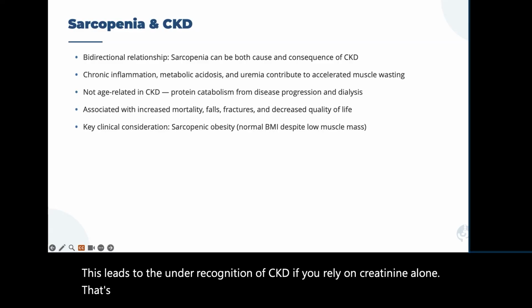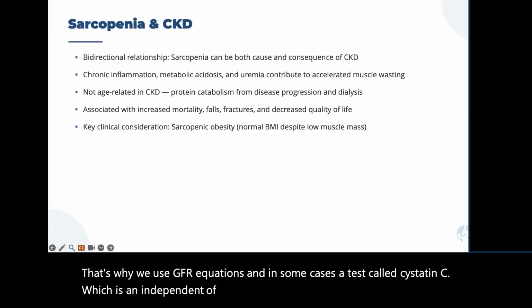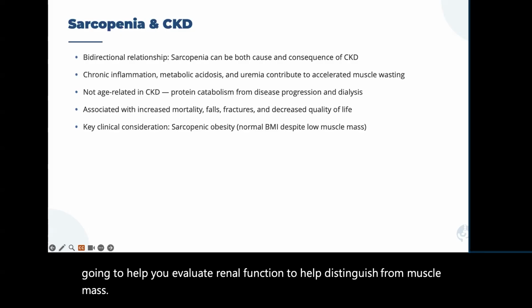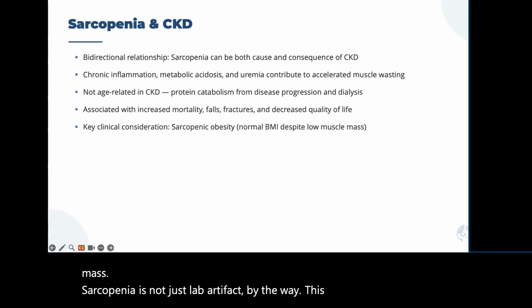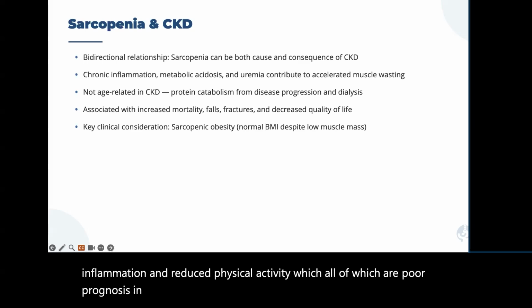That's why we use GFR equations and in some cases a test called cystatin C, which is independent of muscle mass. So cystatin C is this test that's going to help you evaluate renal function and help distinguish it from muscle mass. Sarcopenia is not just a lab artifact, by the way. This reflects malnutrition and inflammation and reduced physical activity, all of which are poor prognosis in the elderly. So you should know that this is the reason for the creatinine you're seeing.